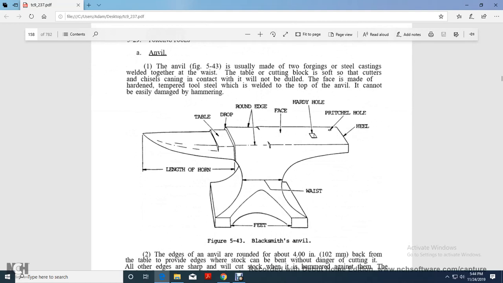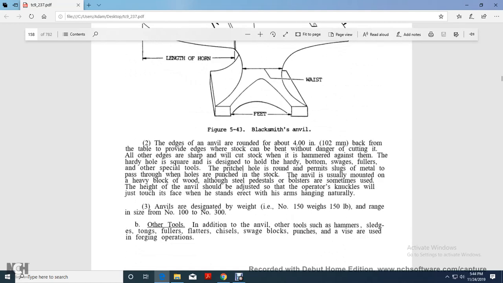Figure 543 shows the blacksmith's anvil, with the length of the horn, table, round edge, face, hardy hole and pritchel hole, heel, waist, and feet. The top edges of the anvil are rounded about 4 inches back from the table to provide edges over which work can be bent without danger of cutting it. All other edges are sharp and will cut stock when hammered against them.